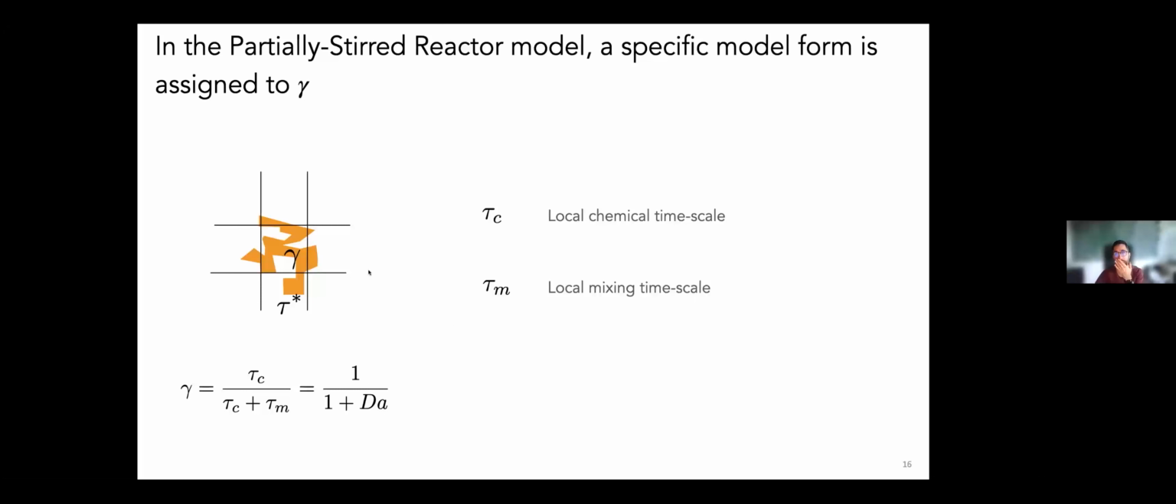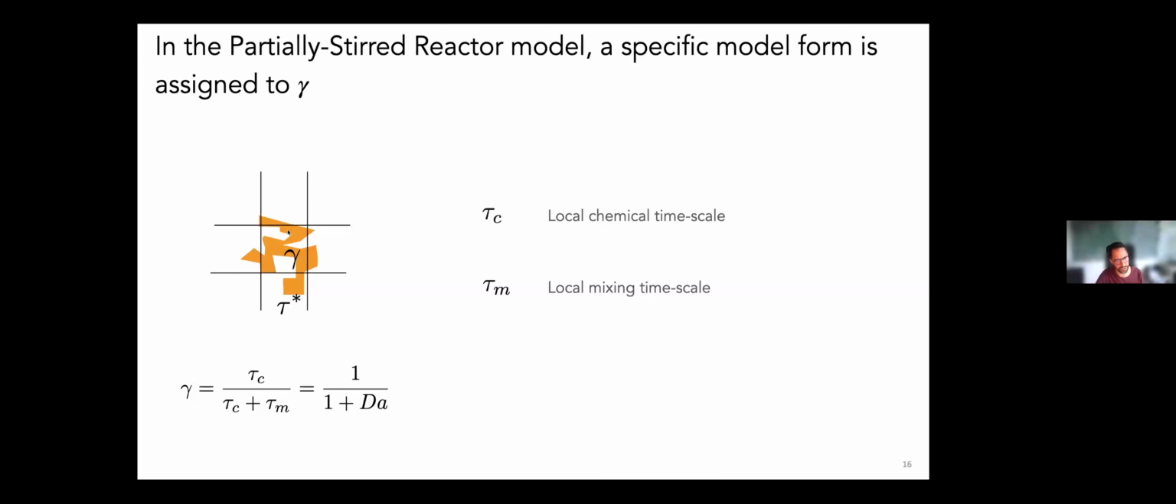Now, in this model, the difference with respect to the EDC is that you prescribe a certain model form for your gamma, although you can actually find analogies and equivalences between the two. You say that your gamma is given by this relationship: the ratio between the chemical characteristic time and the sum of the mixing and chemical times. Why do you do that?